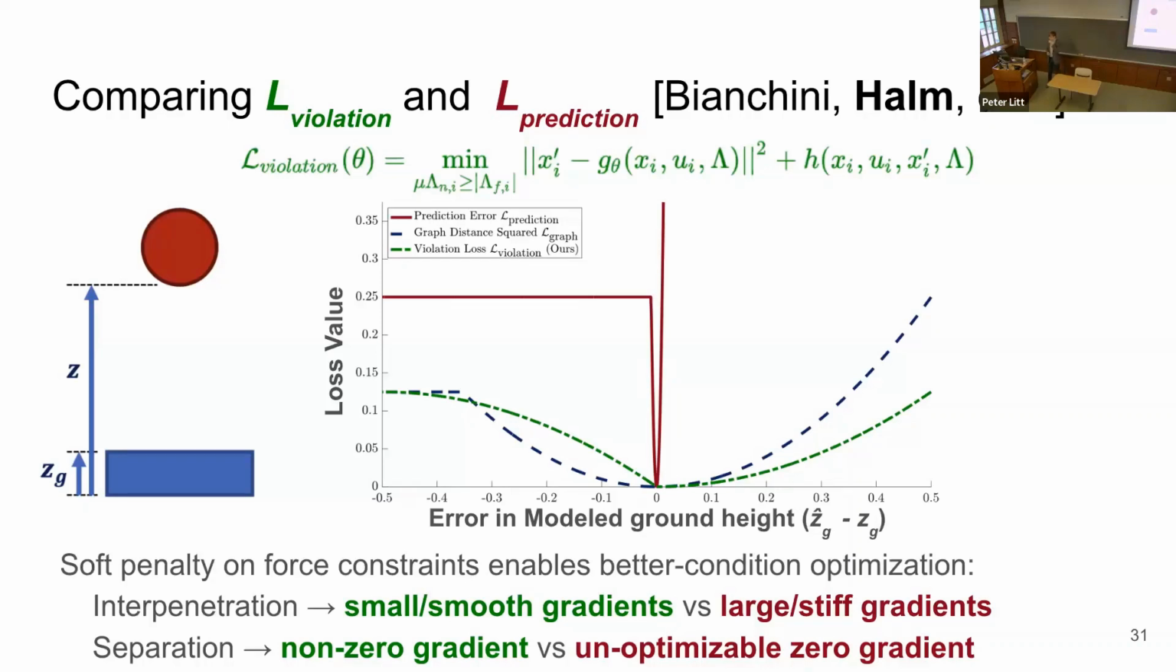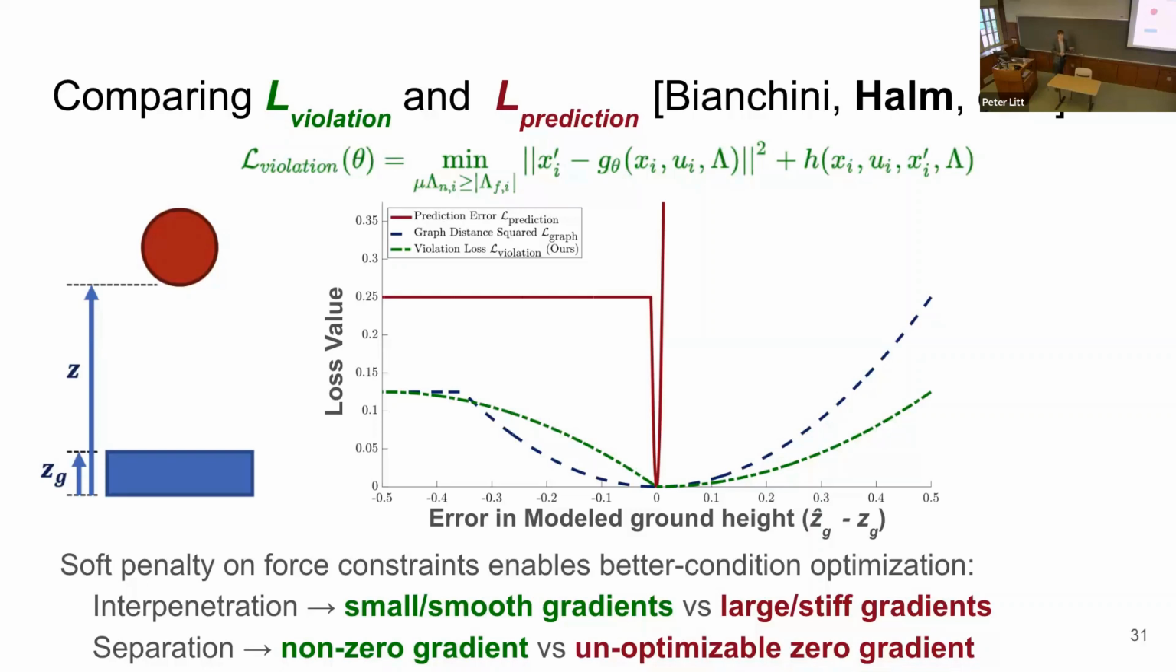And so what that results in is, if you compare to prediction error, on this simple 1D example. Here we're plotting the optimization landscape of these various losses: graph distance, prediction error, violation loss. So this is the function that we are doing gradient descent over. We're considering a 1D example, a point mass hitting flat ground. We have only one parameter to identify: the height of the ground.